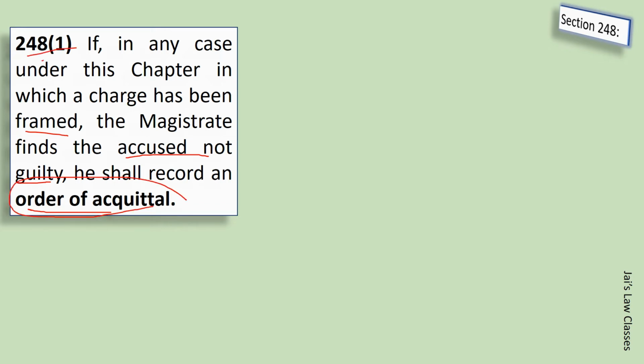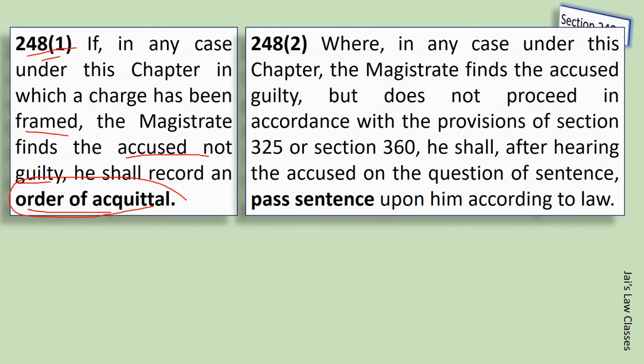And subsection 2 of 248 speaks about where in any case under this chapter the magistrate finds the accused guilty but does not proceed in accordance with the provision of section 325 or section 360, he shall, after hearing the accused on the question of sentence, pass sentence upon him according to law. So the most important part of subsection 2 is that sentence is passed, he is convicted, and the magistrate has not taken a decision to proceed under section 325.